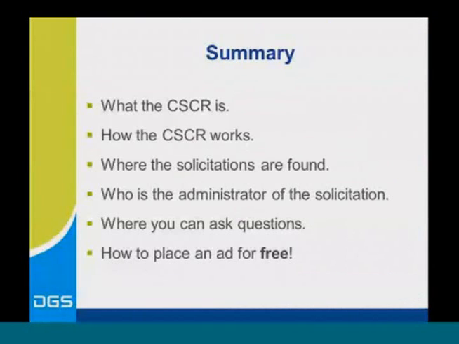So, in summary, you now know what the CSCR is. You know how it works. You know that you go to our website, www.eprocure.dgs.ca.gov, and click the third blue bar, bidding opportunities. You know where the administrator of the solicitation is, and know that you have to log in to get that information. You now know where you can place a question and get the response on the solicitation, and you know how to place an ad for free.